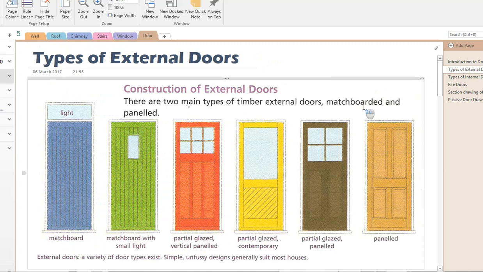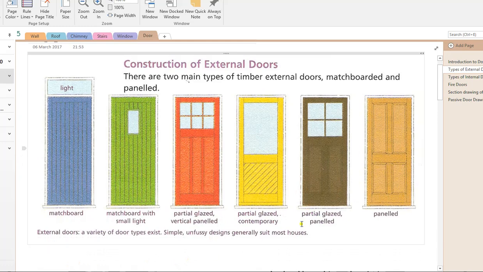Now if we look at the types of doors, these are all external doors that could be found in a person's house. First type here is a matchbox with a fan light overhead, so it's a rectangular fan light, letting light into the hallway. Then this is a matchbox with a small light and so on. Over on the right hand side, this is your traditional 4-panel door.